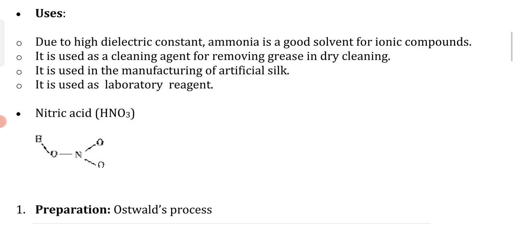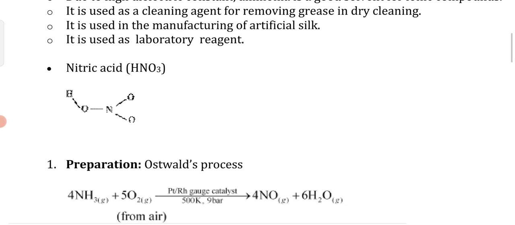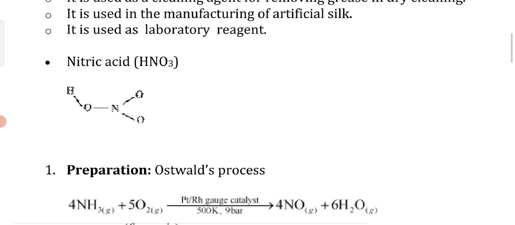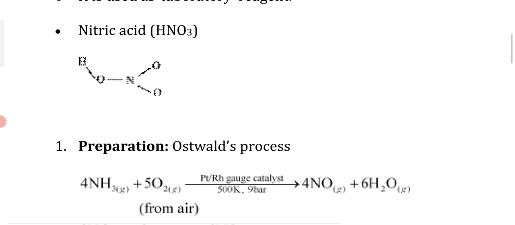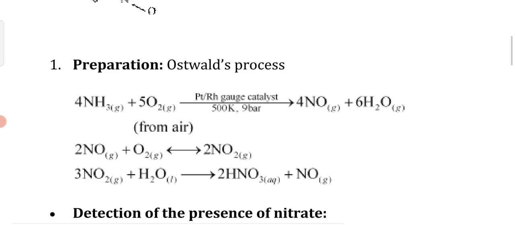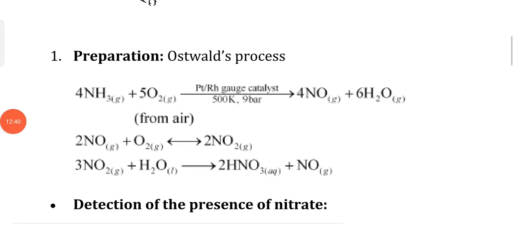Next we are coming to nitric acid. The formula of nitric acid is HNO3. Generally, we prepare nitric acid by the Ostwald process.